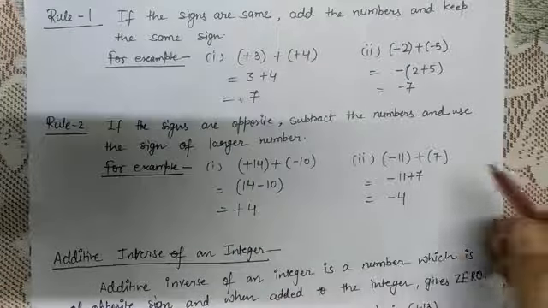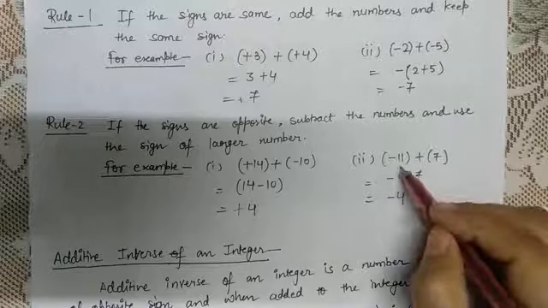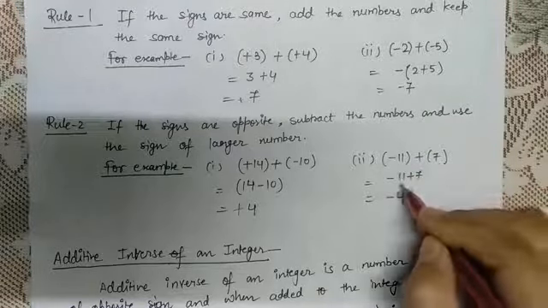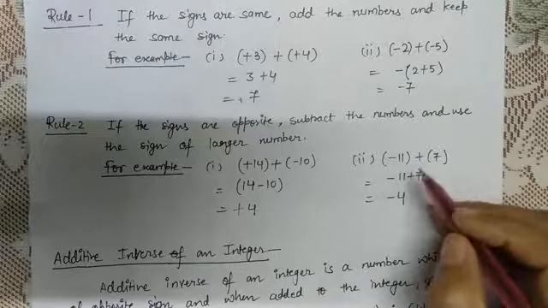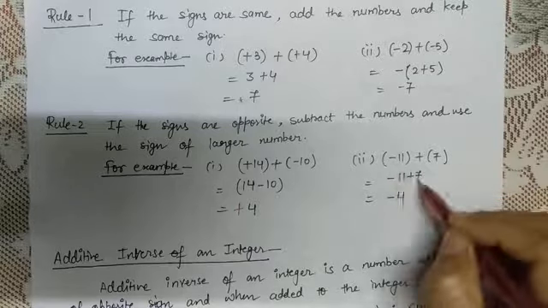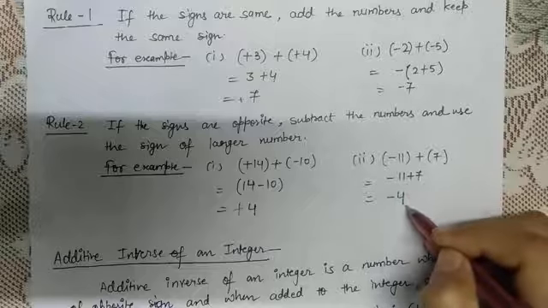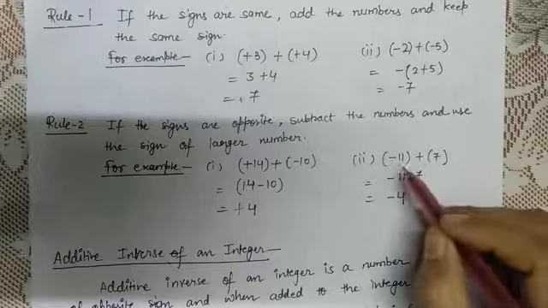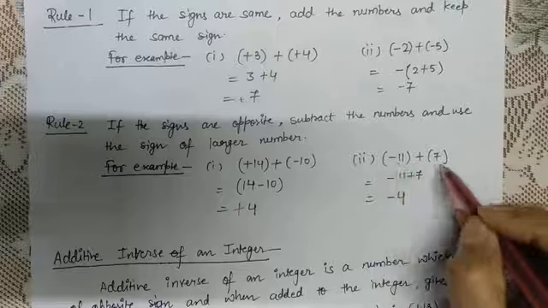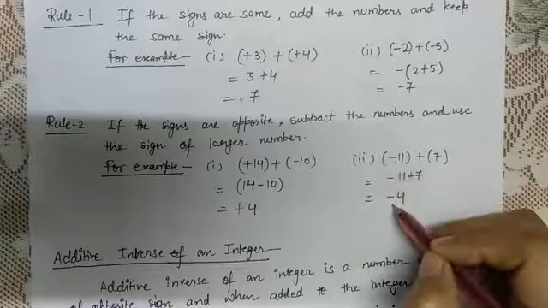Now we are coming to the second example, that is minus 11 plus 7. Minus 11 plus 7 means they both have opposite sign, we have to subtract them. So as we know that 11 minus 7 is 4, we will write over here 4. Since 11 is greater than 7 and it is having negative sign, so we have to write over here negative sign.